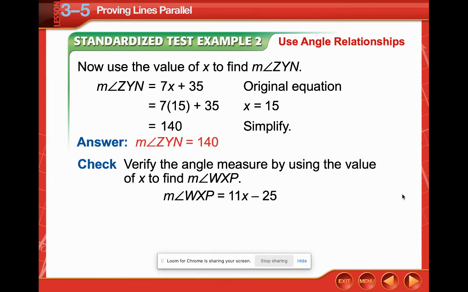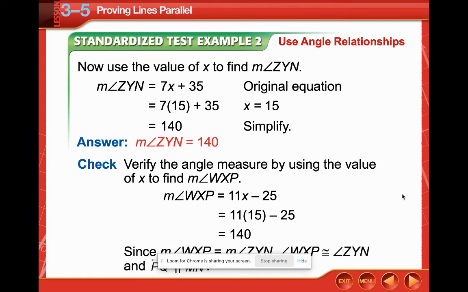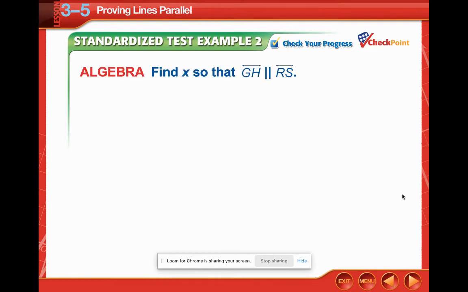WX. 11x minus 25 is the same thing as 11 times 15 minus 25. 11 times 15 is 165 minus 25 is 140. Wow, it's the same thing. It works. All right, since they're all equal, PQ and MN must be parallel.